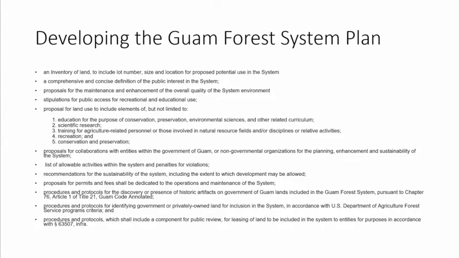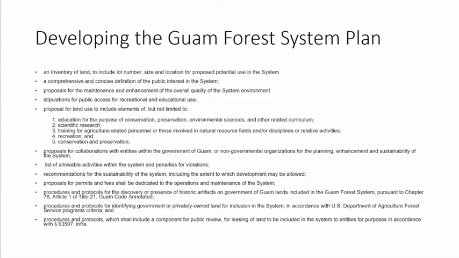The Forest Legacy Act provides 12 required elements to guide the development of the Guam Forest System Plan, and I want to just quickly go over these elements as provided by the public law. First is an inventory of land to include lot number, size, and location for proposed potential use in the system, a comprehensive and concise definition of the public interest in the system, proposals for maintenance and enhancement of overall quality of the system environment, stipulations for public access for recreational and educational use, proposals for land use to include elements of, but not limited to, education for the purpose of conservation, preservation, environmental sciences, and other related curriculum, scientific research, training for agriculture-related personnel, or those involved in natural resource fields and disciplines-related activities, recreation and conservation and preservation.